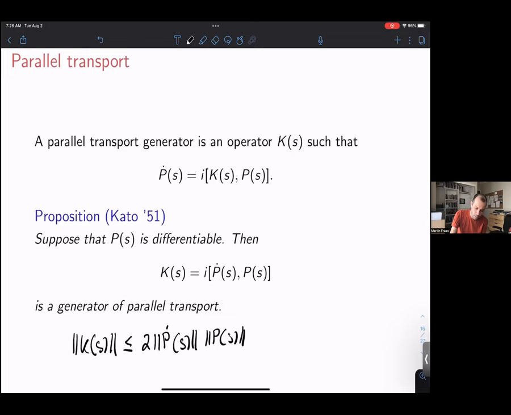But it works very well if the norm of P dot and the norm of P are bounded. So if you are in the case where this projection is C1 in the norm topology on the space, then this Kato's adiabatic generator works very well. But recently there were problems where this is actually not the case, where the norm topology is not the right topology of the space, where you still have some continuity of this projection, but it's not a norm continuity.